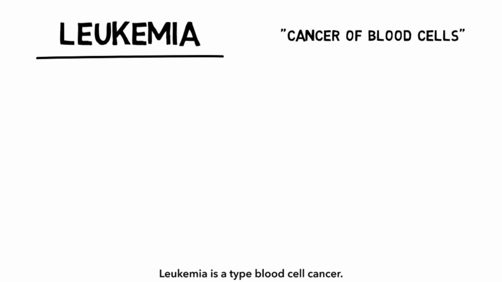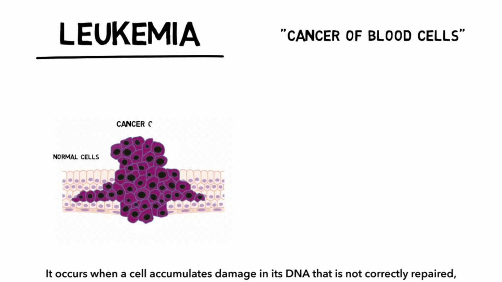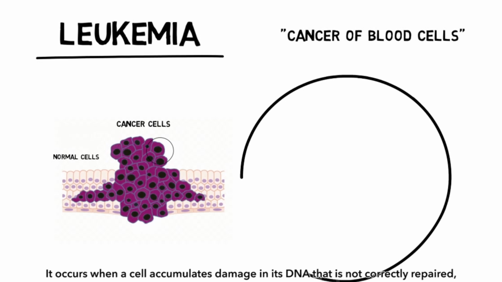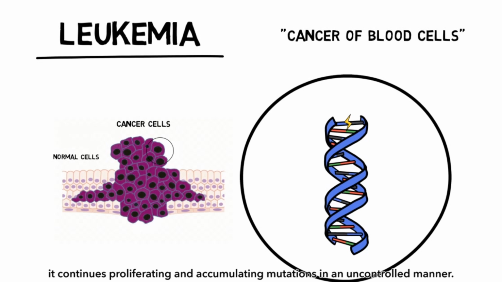Leukemia is a type of blood cell cancer. Cancer is an abnormal proliferation of a group of cells. It occurs when a cell accumulates damage in its DNA that is not correctly repaired, and instead of initiating an apoptosis process or cell death, it continues proliferation and accumulating mutations in an uncontrolled manner.